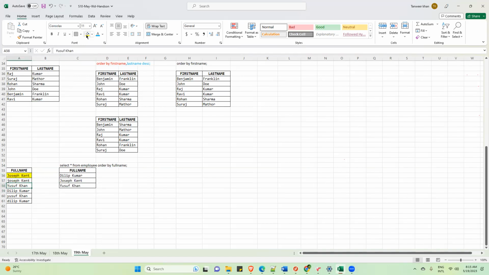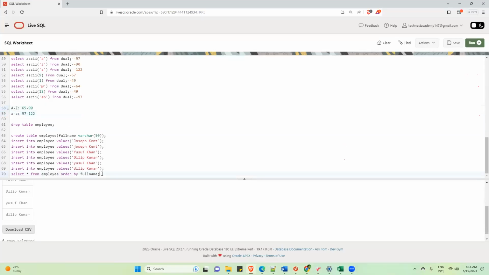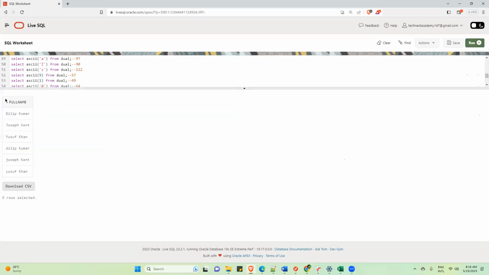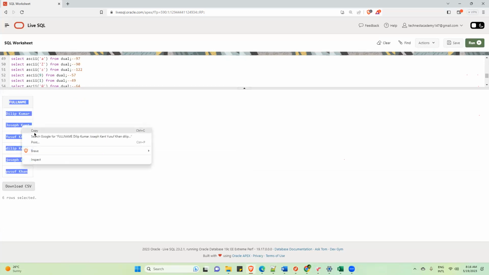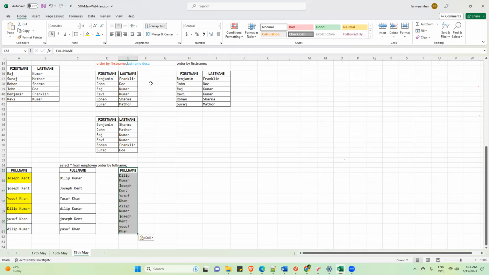All the uppercase you have segregated in one place. So now lowercase: Dilip Kumar, then Joseph Kent, and then Yusuf Khan. Okay, this is as per our understanding. Now let me run this query and verify the output. Is this output as per our understanding? Please verify. Yes, sir.